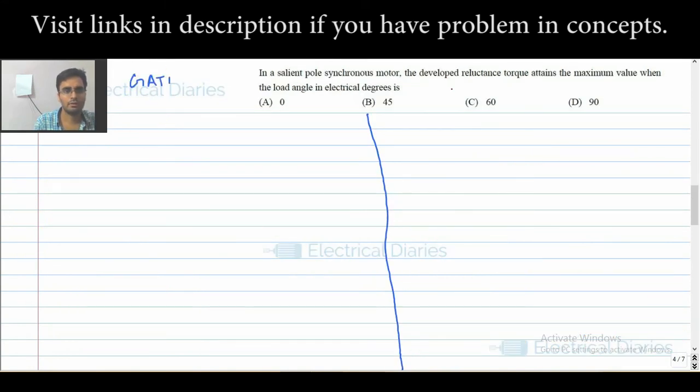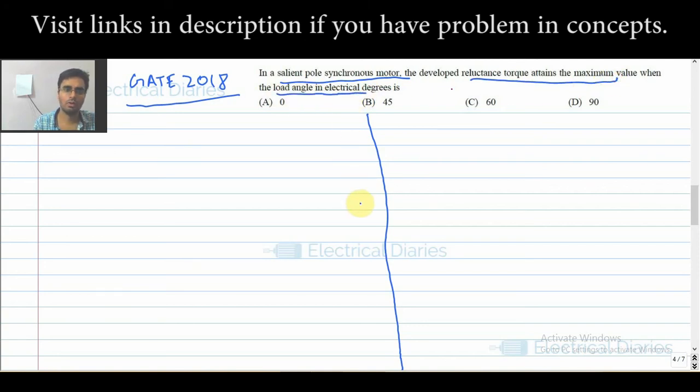GATE 2018. Now in this question, what is given is a salient pole synchronous motor. There are a few formulas that you should remember for salient pole synchronous machines, and you will get most of the questions. The developed reluctance torque attains the maximum value when the load angle in electrical degrees is what? So we have to find when the torque is maximum and at what load angle.